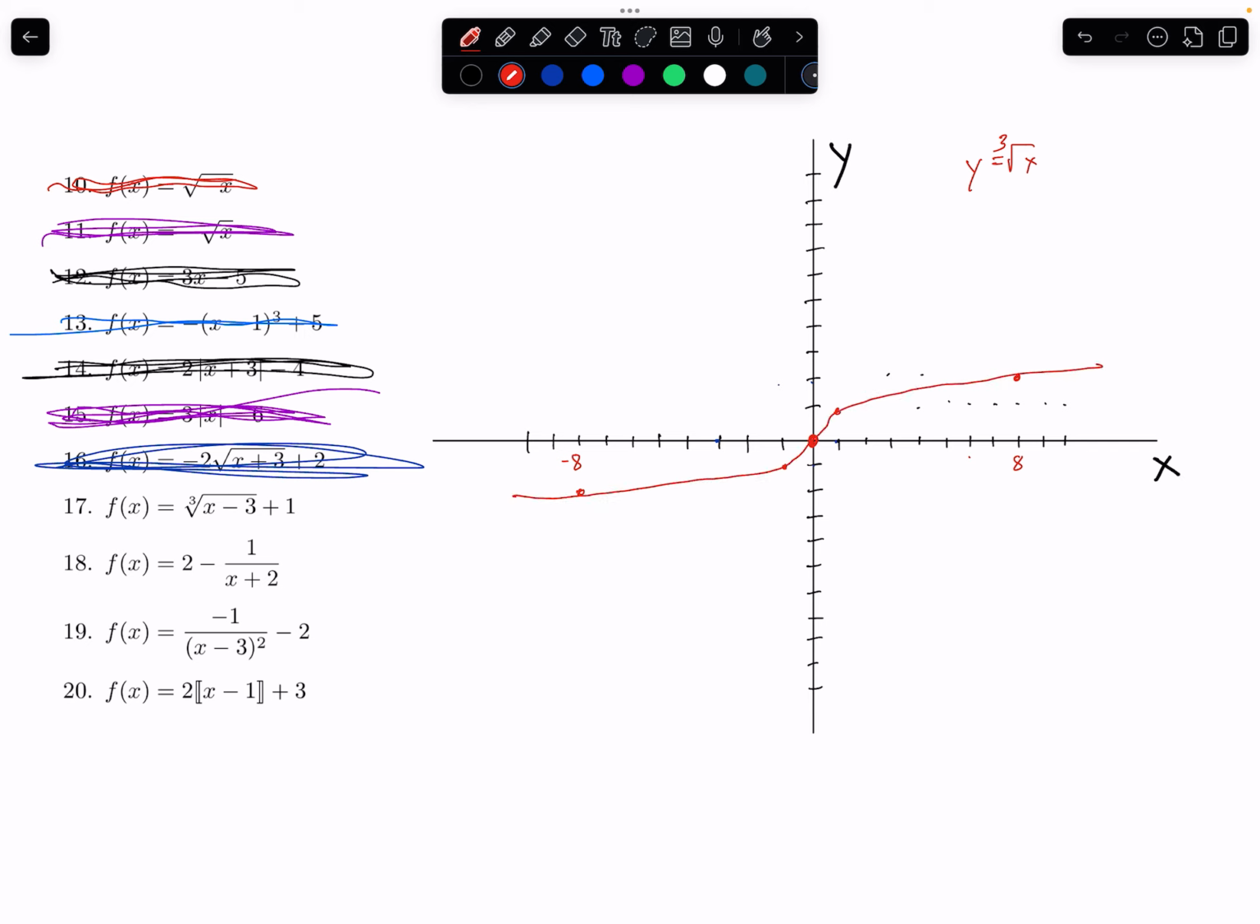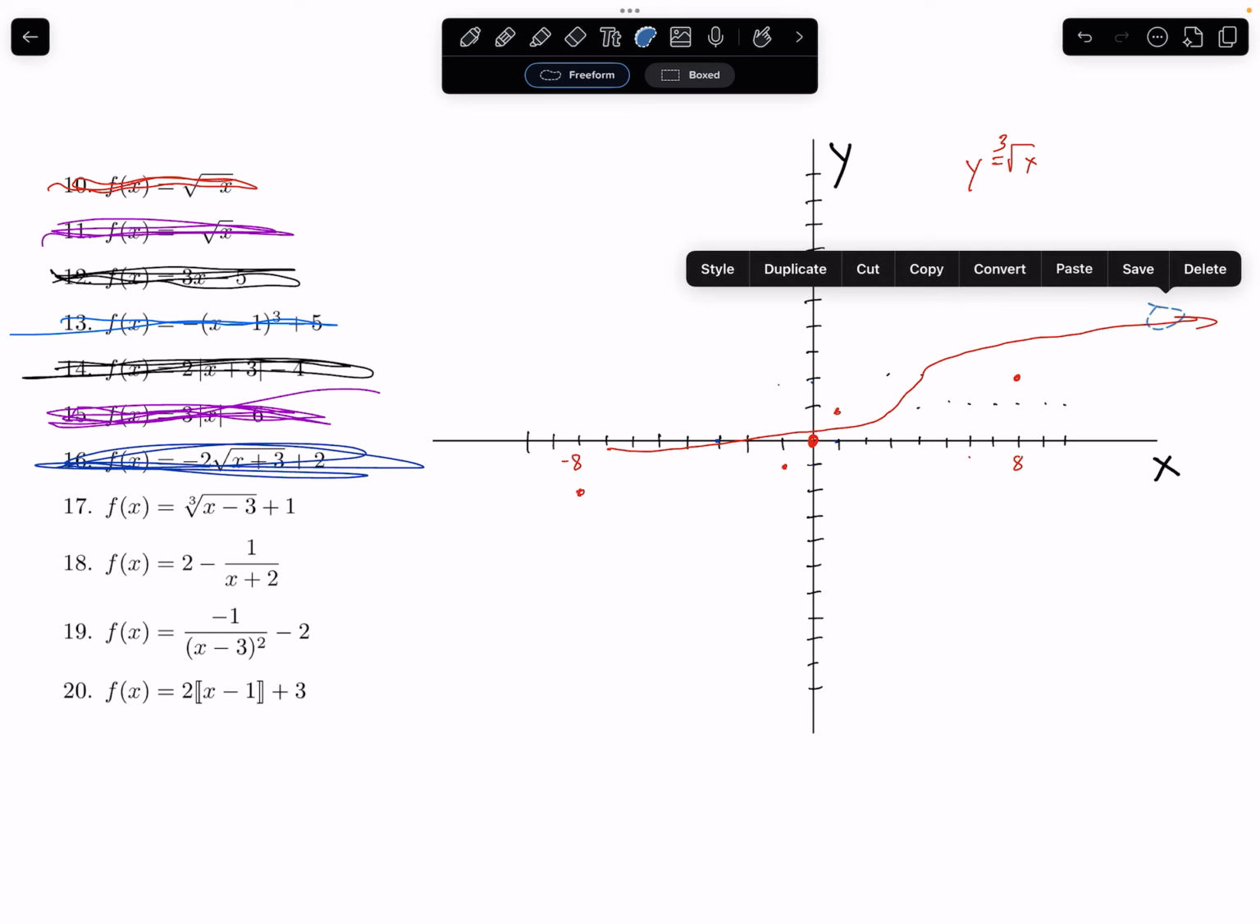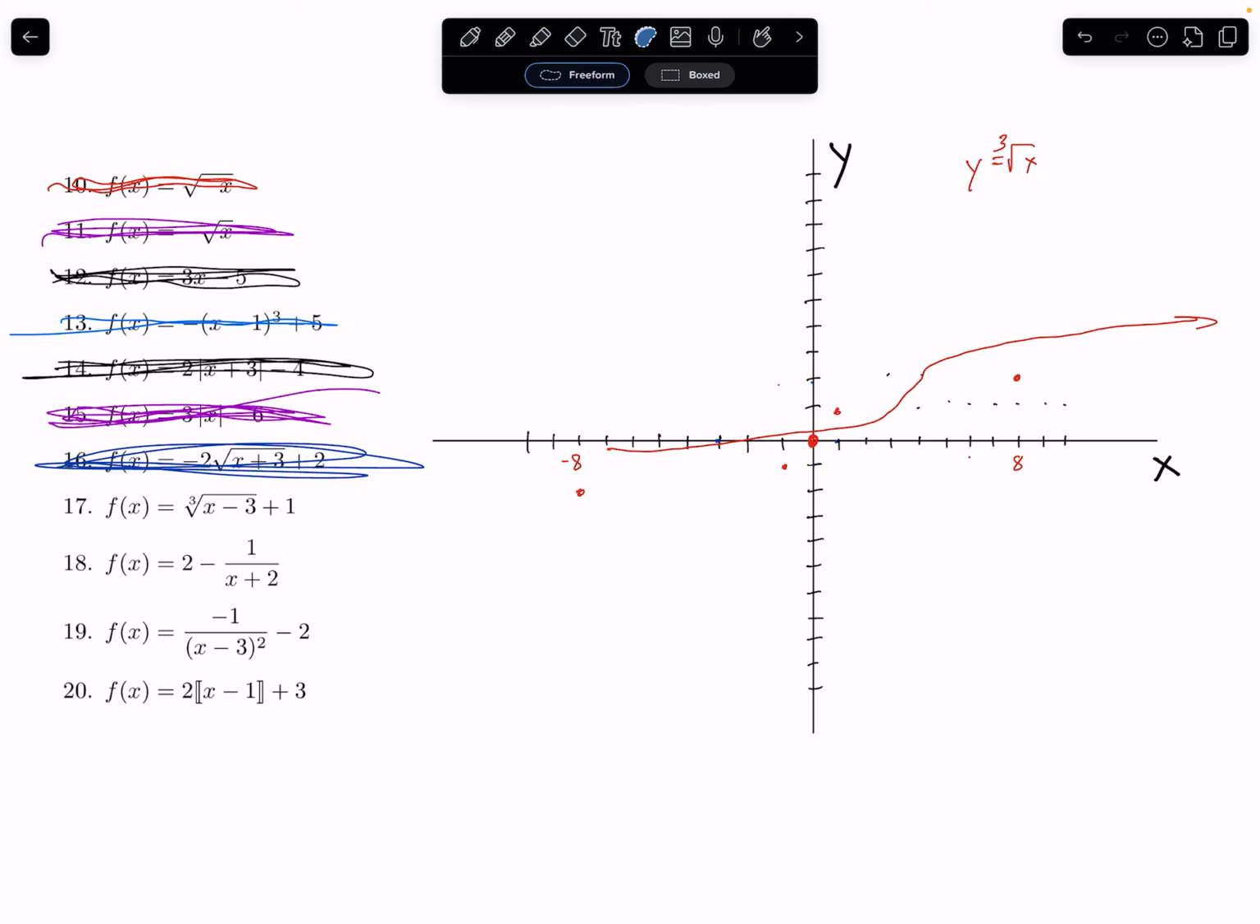Okay, so that was the original, right? But then I'm just doing a shift. 3 to the right, 1, 2, 3, and 1 up, like that. There it goes. It kind of looks like what I was graphing earlier, right? Sort of, but yeah. That's the idea anyway. Okay, let's move on.